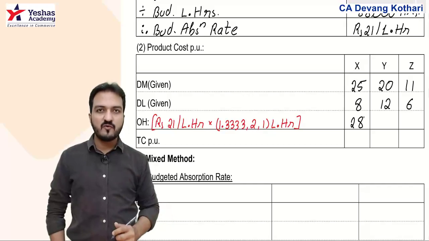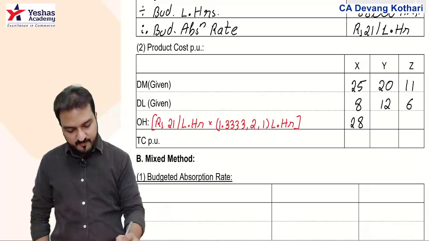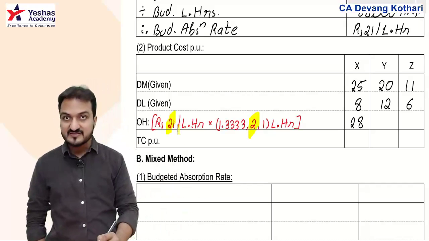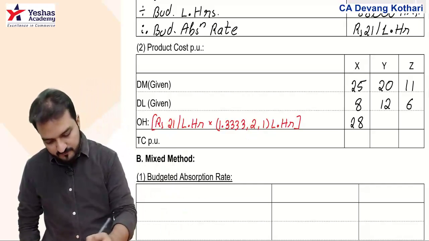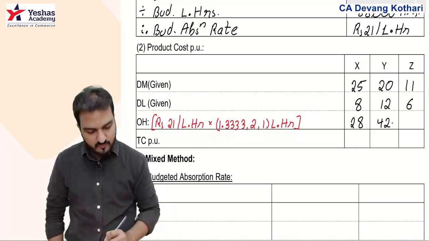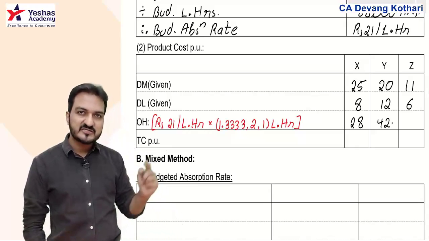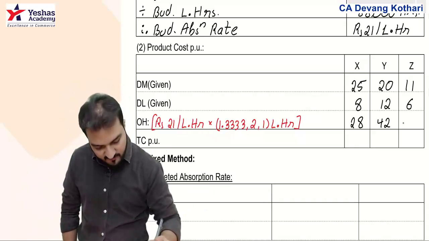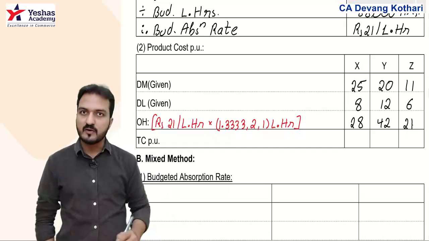Similarly, 1 unit of Y requires 2 hours of production time. Each hour of production is costing me 21 rupees labor. So 21 into 2, 42. And 1 unit of Z requires 1 hour of production time, and each of that 1 hour is costing me 21 rupees. So total 21.